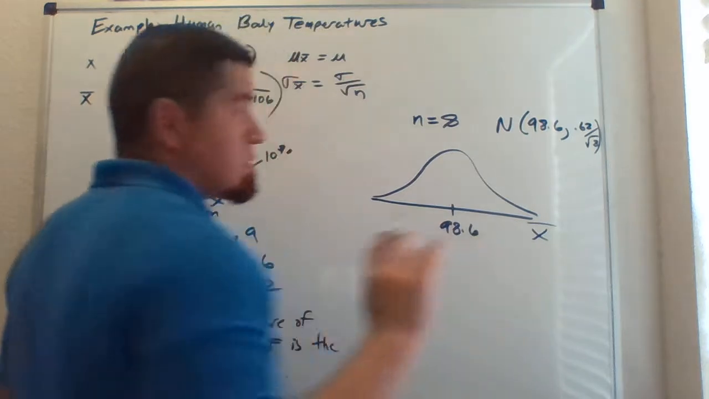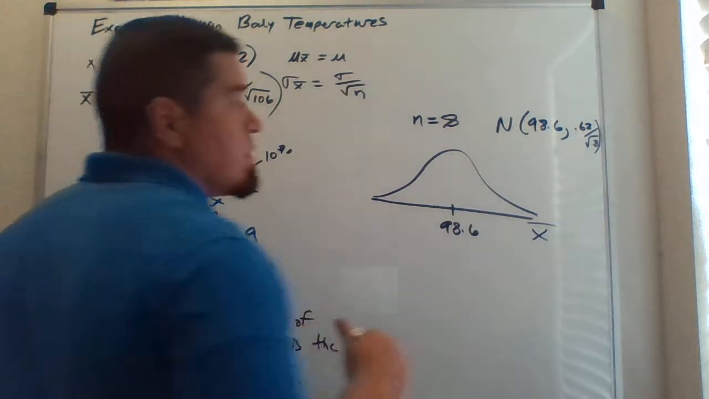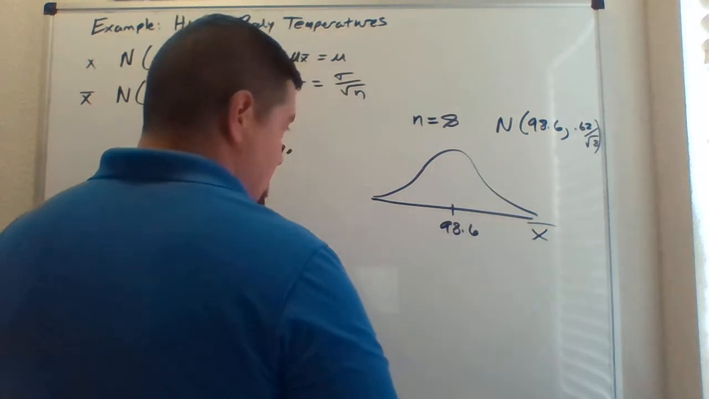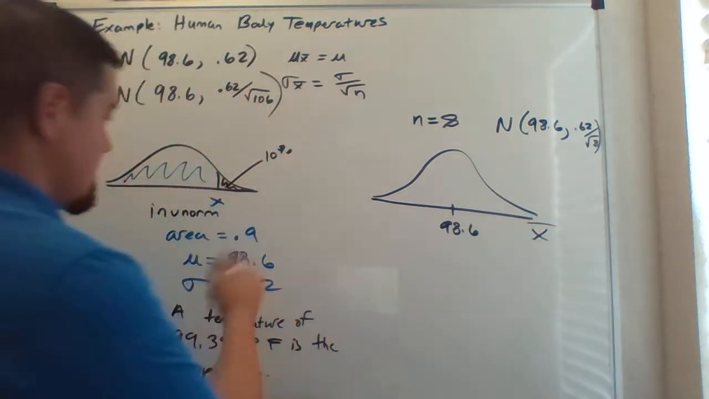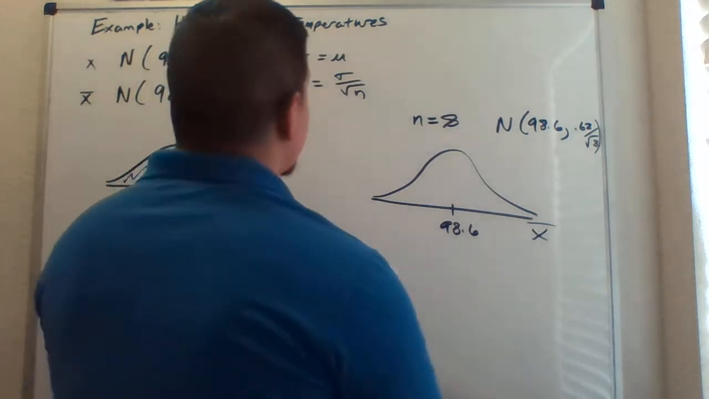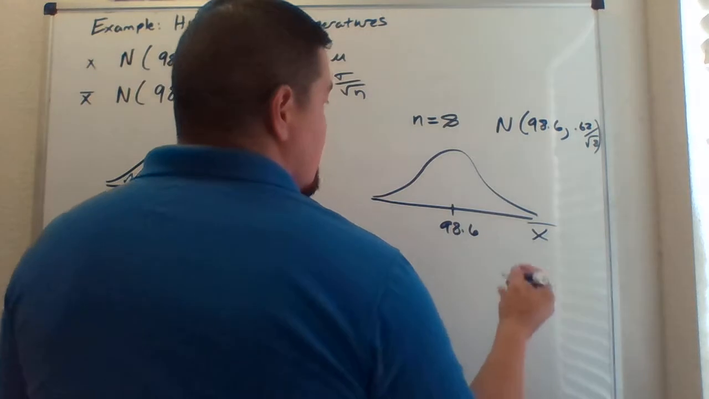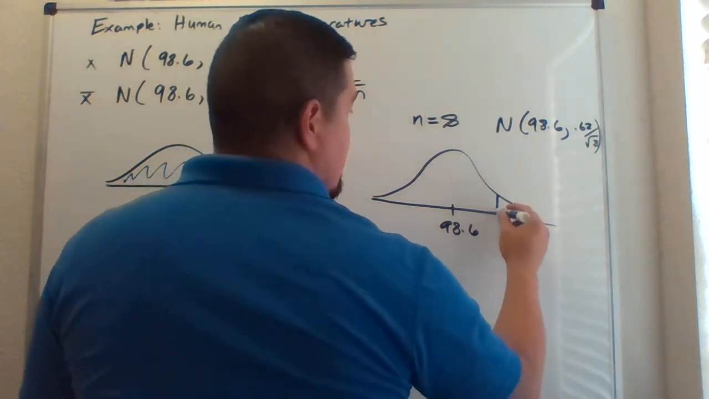Okay, so just keep in mind, it's not on the problem. I changed it. It should read, find the body temperature of a sample of 8 people that is at the top 10 percentile. Okay, so given this, we're doing exactly the same thing. We want the top 10%. Okay, so the top 10% of the area.